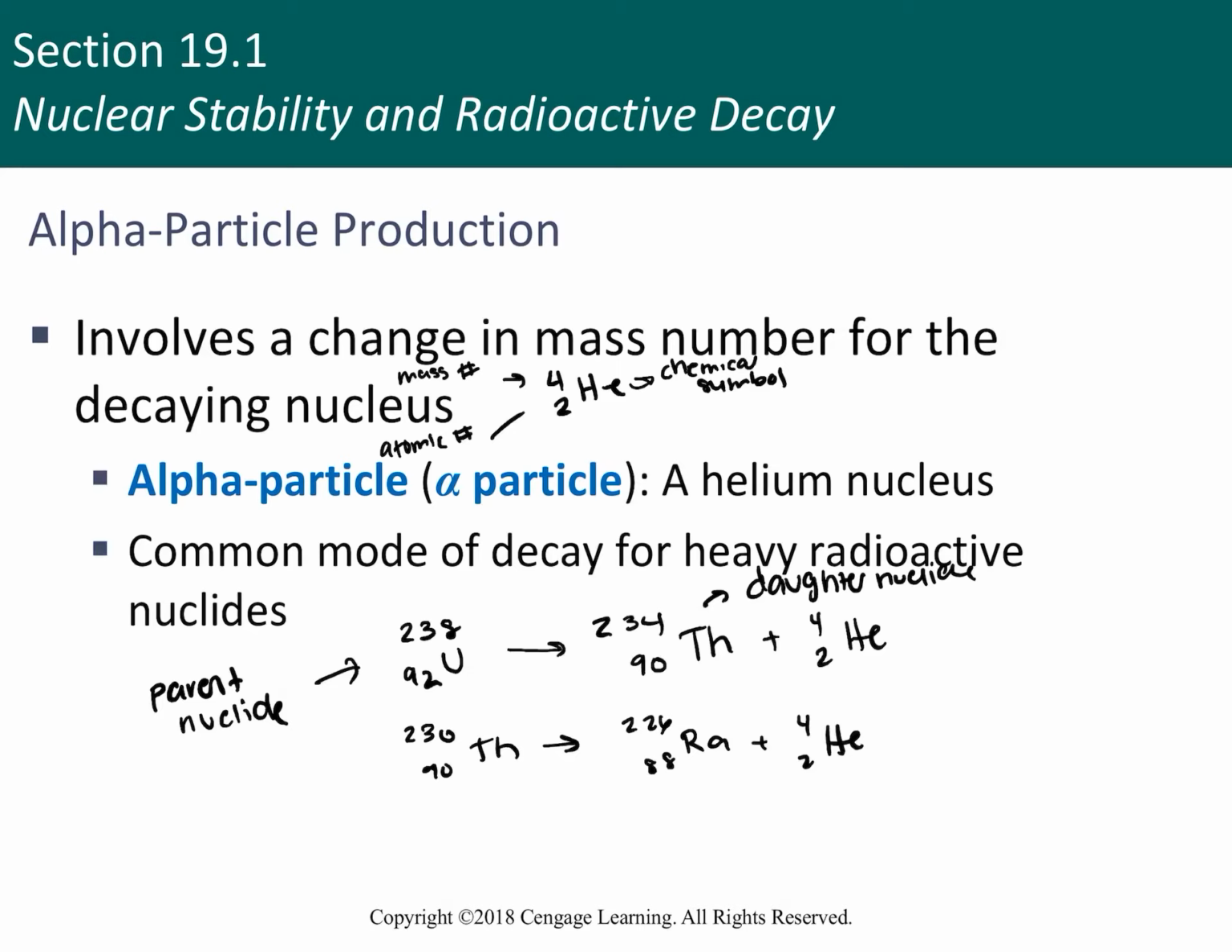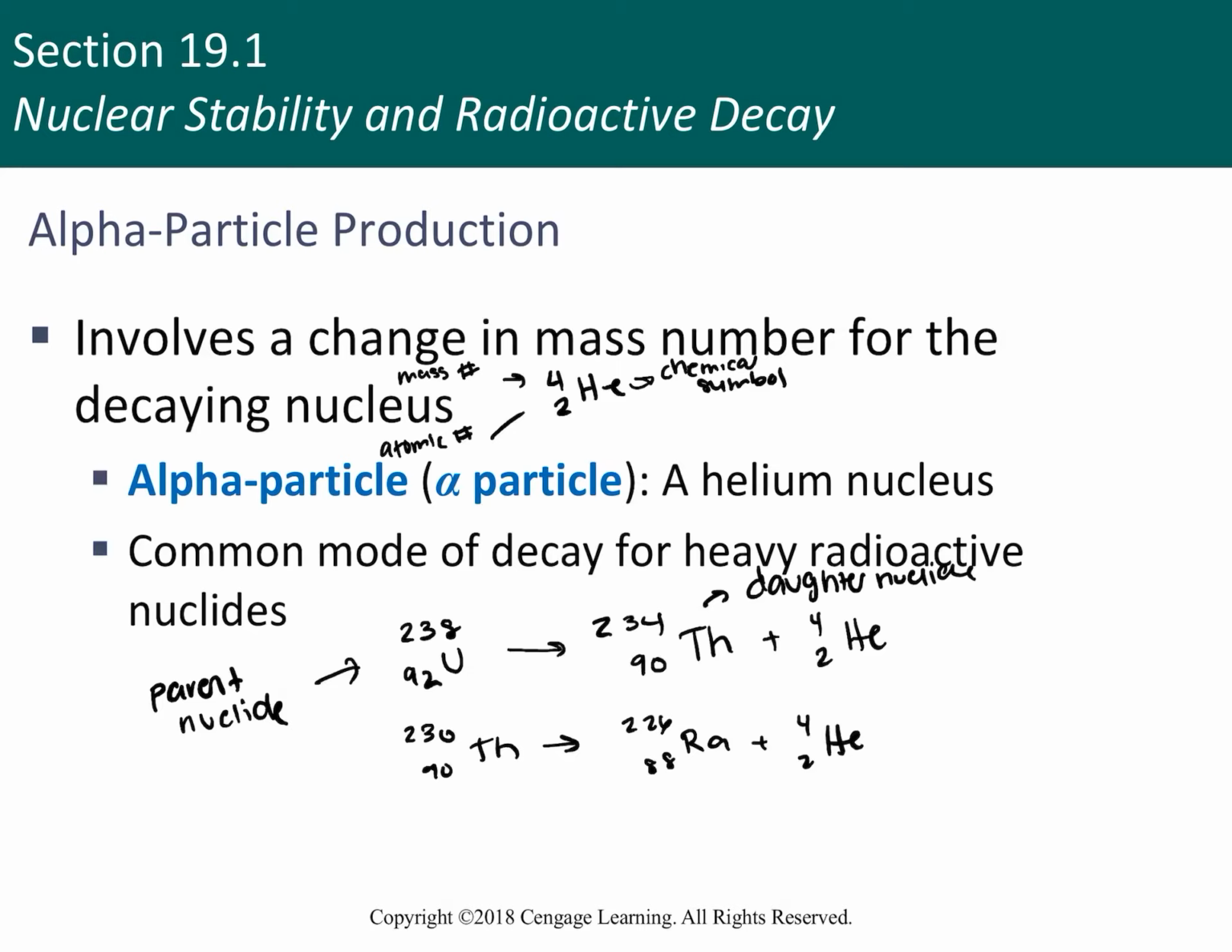We can deduce the identity and symbol of the daughter nuclide in an alpha decay from the mass and the atomic number of the parent. So during alpha decay, the mass number decreases by 4 and the atomic number decreases by 2. So you always look at how the atomic number changed to then figure out what the new element is, the new nucleus.